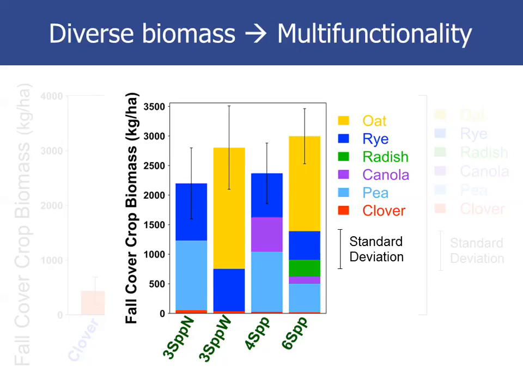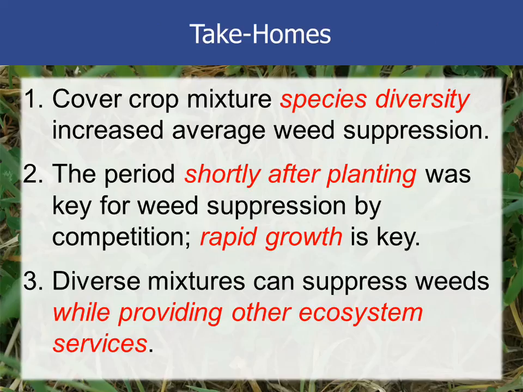So you had good weed suppression for all four of these treatments, and in three out of the four, you have a pretty significant complement of legume biomass. So maybe just for that one additional function, at least, of nitrogen fixation, you can see that you can get weed suppression out of a mixture and also get some multifunctionality. So that's my final take-home message.